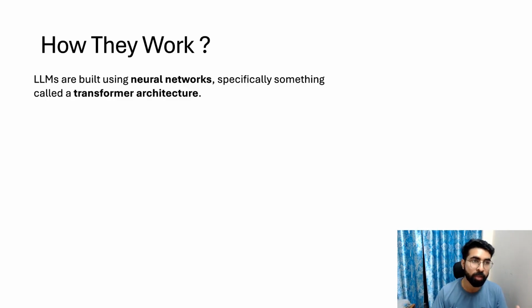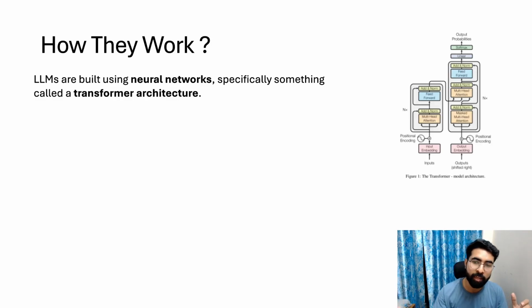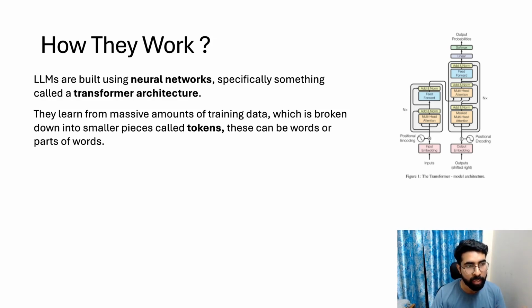How do LLMs work? LLMs are built using neural networks, and a specific neural network that is the game changer is called the transformer architecture. On the right hand side you can see the transformer model architecture. It's a very deep architecture, and we'll go through this topic in upcoming videos. LLMs learn from massive amounts of training data. OpenAI says that most of the freely available open-source internet data is used to train these models.